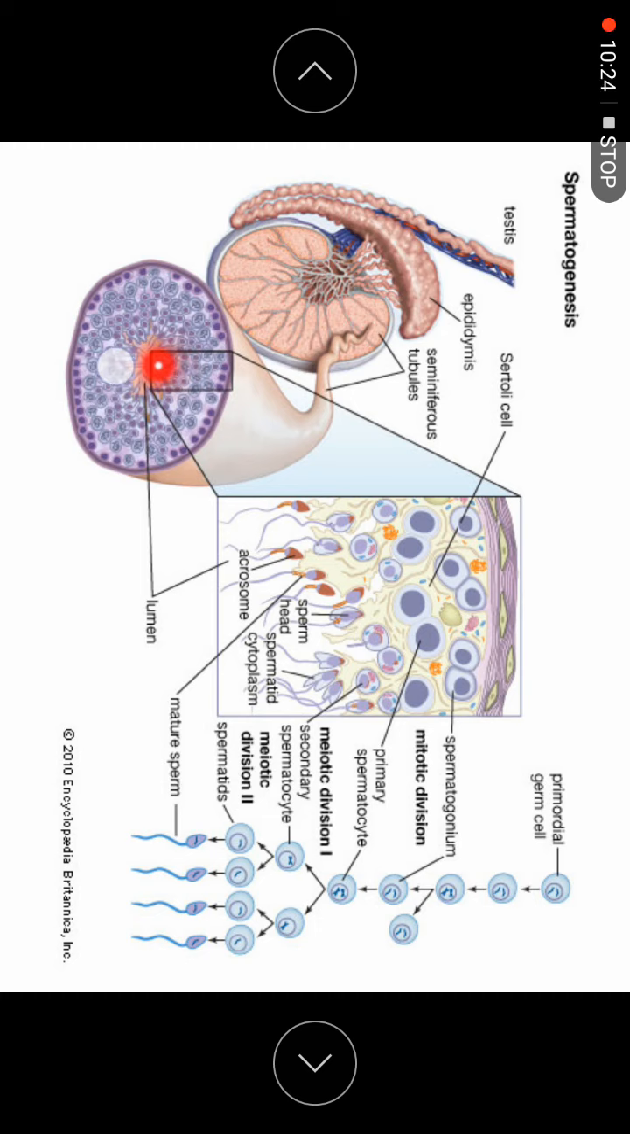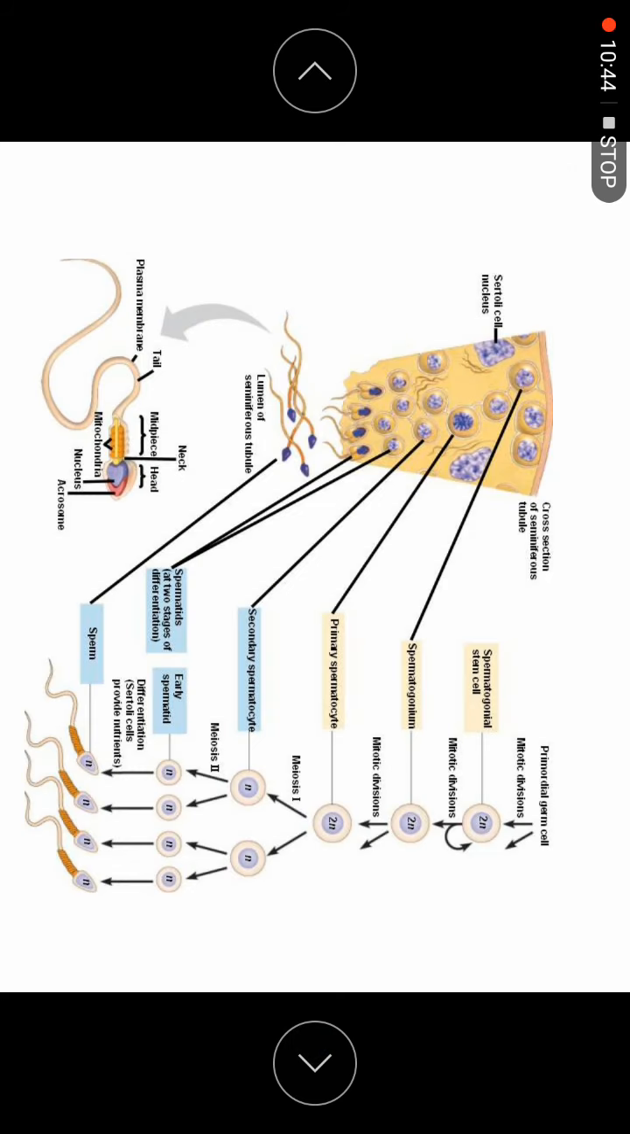It will flow inside the tube and enter the epididymis, to be kept or stored inside. That means the epididymis will store the matured sperm, which is already differentiated. This is another picture to show it: it starts from here, mitosis, then meiosis, then differentiation, then becomes sperm. Sperm will move inside the tube and go to the epididymis.